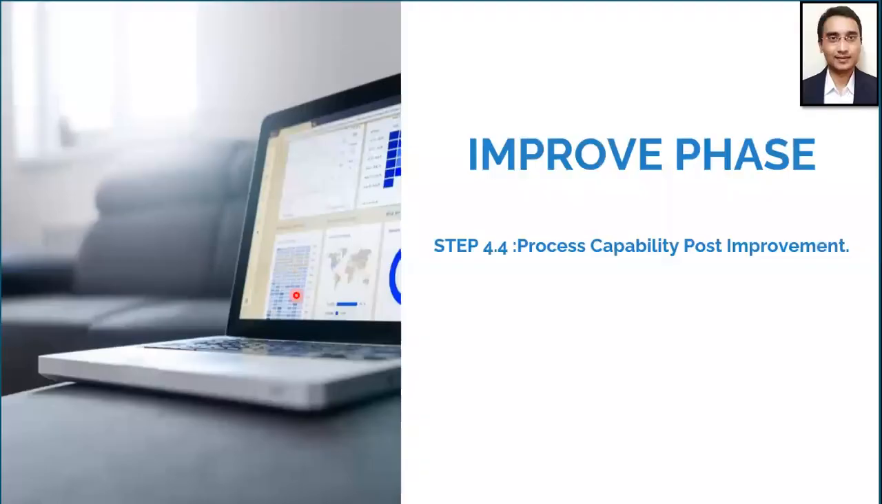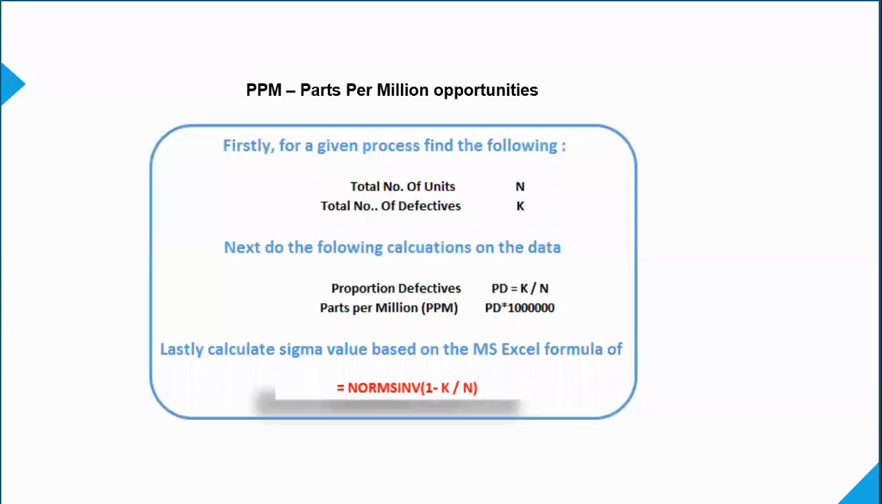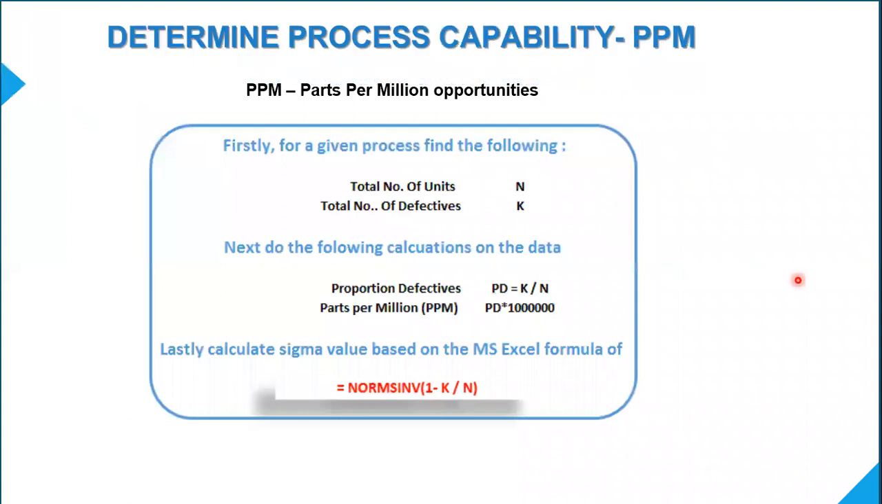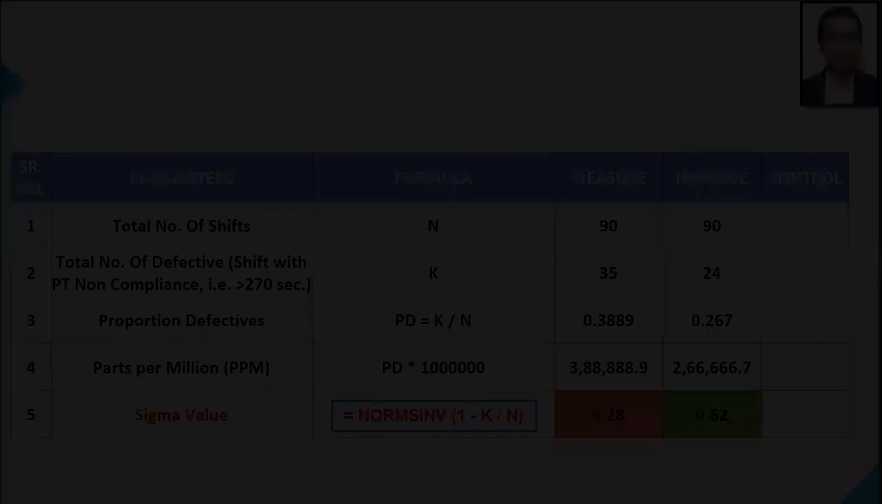Improve phase, step number 4.4, process capability post improvement. Pre-improvement, we already had it in the measure phase. Same terms, ppm and sigma values, and we need to calculate it the same way. So the total number of units is the total number of shifts, so do read it that way. Let's go to the next slide and check it out.